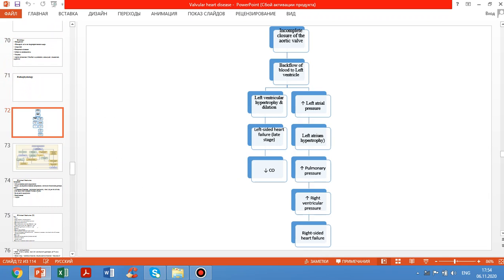Pathophysiology. Due to incomplete closure of the aortic valve, there is backflow of blood to the left ventricle. Due to this, left ventricular hypertrophy and dilation. Due to this, left-sided heart failure in the late stage, and decreased cardiac output. Also, increased left atrium pressure and left atrium hypertrophy. Due to this, high pulmonary pressure and right ventricular pressure, and due to this, right-sided heart failure in the late stage.